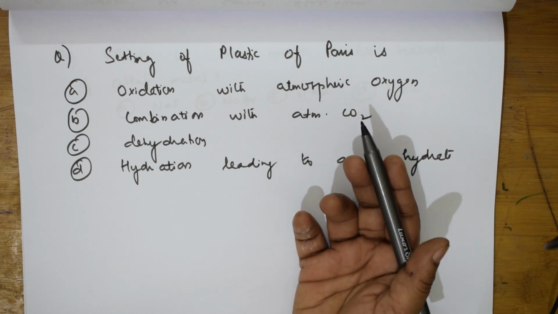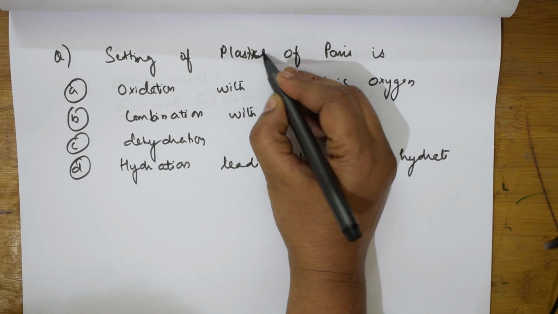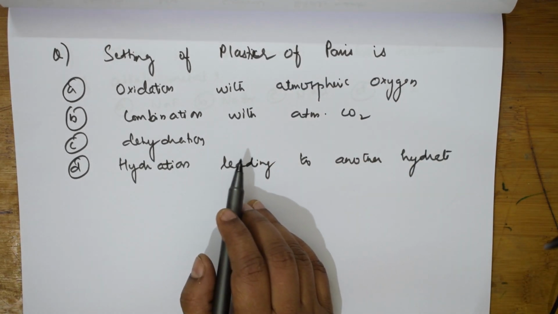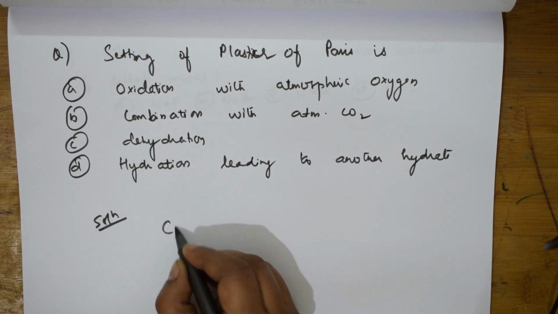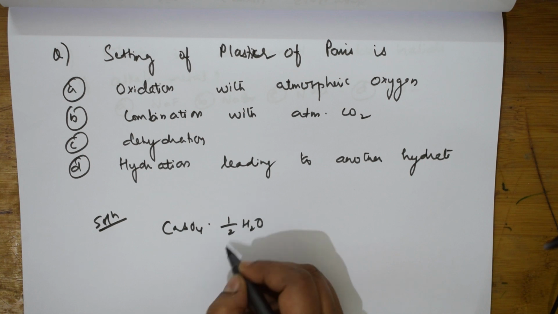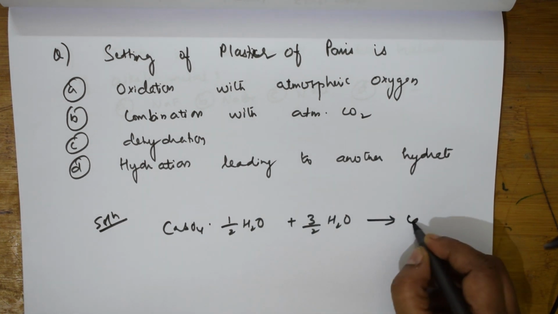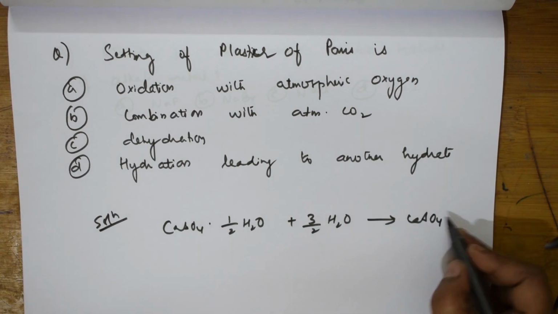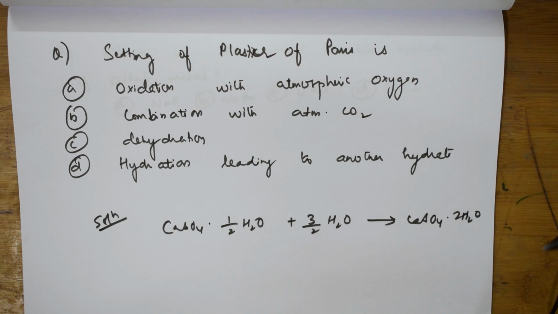Setting of plaster of Paris. So basically, when I have to speak of plaster of Paris, there is only one reaction which I have already taught you. CaSO4·1/2H2O, the hemihydrate, with 3/2 H2O gives us CaSO4·2H2O. This is gypsum, isn't it? Yes, that is plaster of Paris. This is gypsum. Simple.